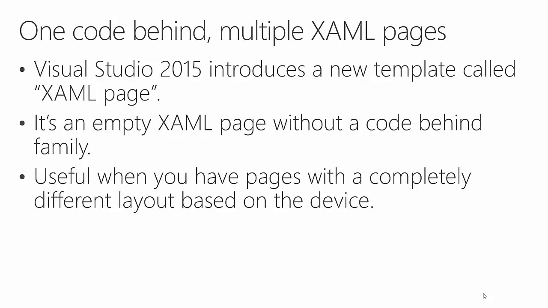So you can have in your project some folders with the name device family dash the name of the platform you want to target. So for example, device family dash mobile, device family dash desktop. In this case, you will put the XAML pages in these folders, and when the app is running on one of these devices, these pages will be used instead of the standard one.